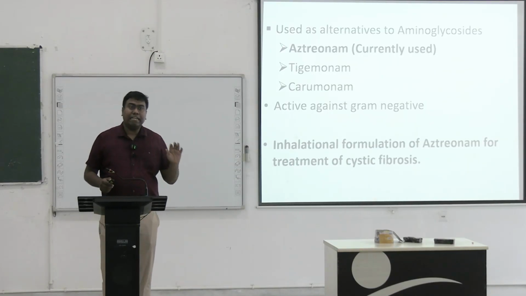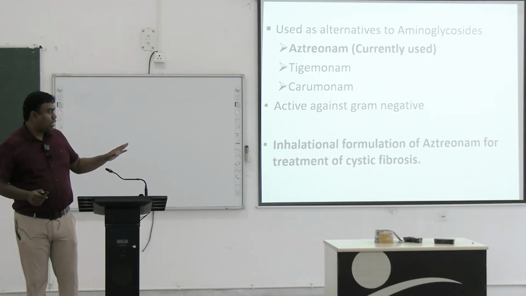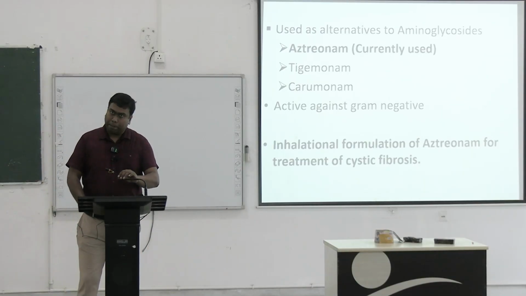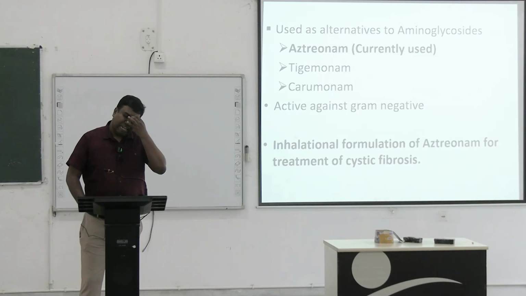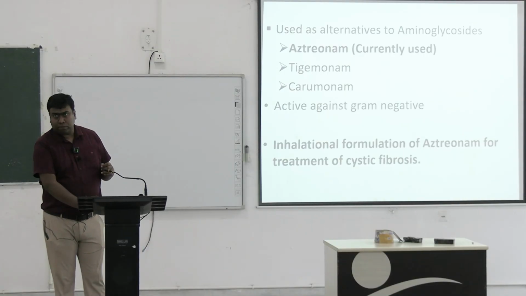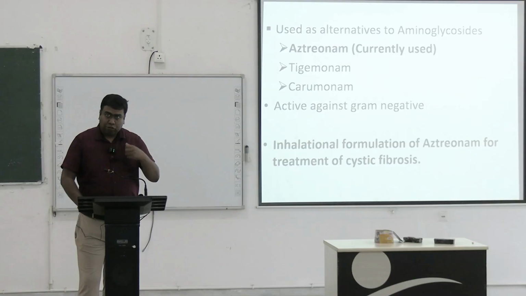Now there is an inhalational product of Aztreonam that is used in cystic fibrosis. Cystic fibrosis, do you know what happens? There are cilia in the lung and tracheobronchial tree and they are less developed. So thick sputum is accumulated in the tracheobronchial tree and that can lead to bacterial infection.